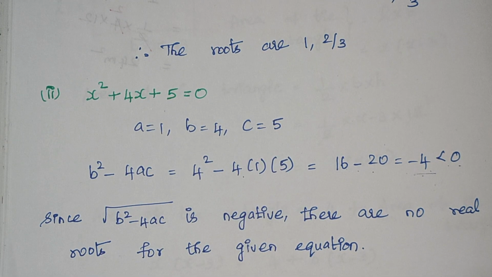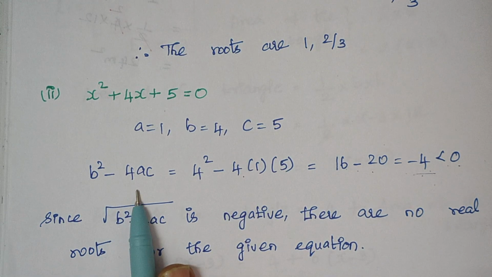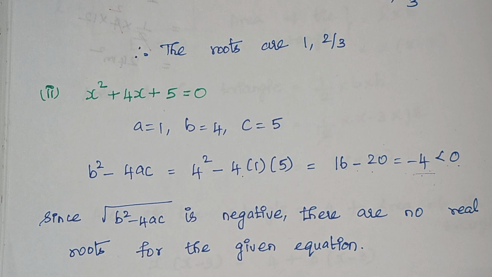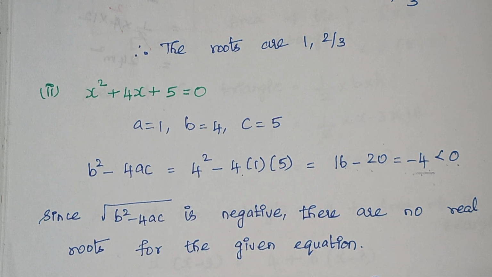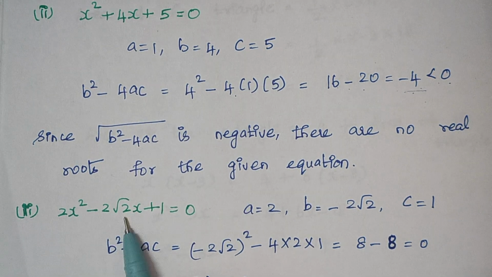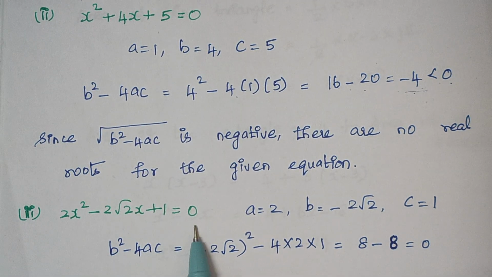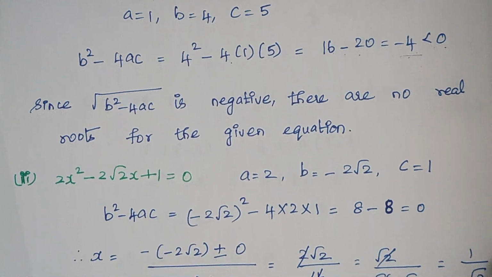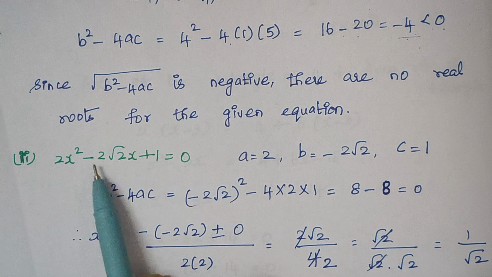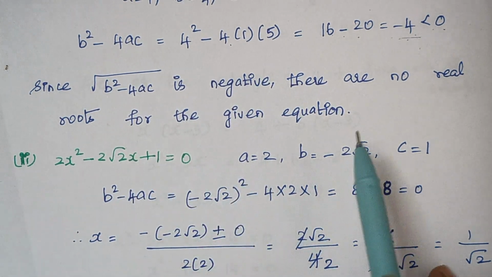That is, the roots will have imaginary term j with it. Okay, no need to go that way. Here, since the value of b square minus 4ac is less than 0, there are no real roots. Now, when you proceed with our third question, 2x square minus 2 root 2 x plus 1 equal to 0. So here again just substitute the values. So the value of a is 2, b is minus 2 root 2 and the value of c is 1.